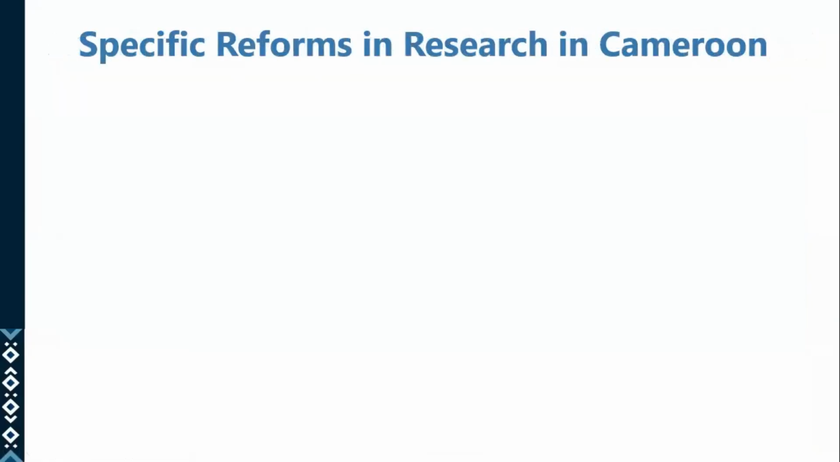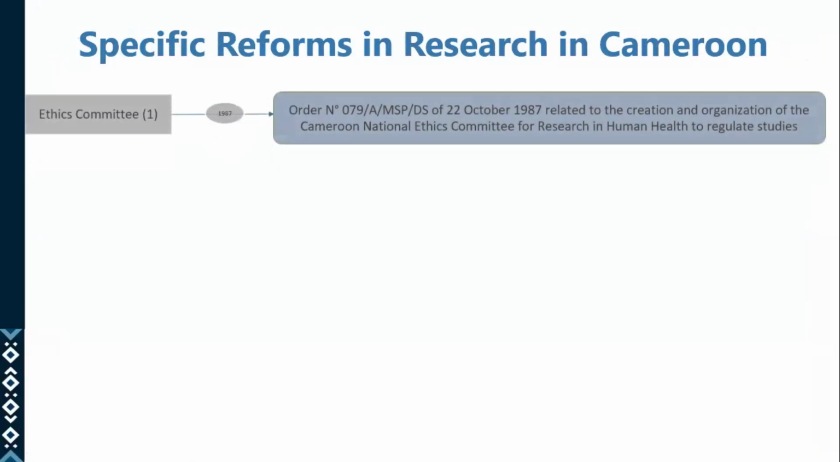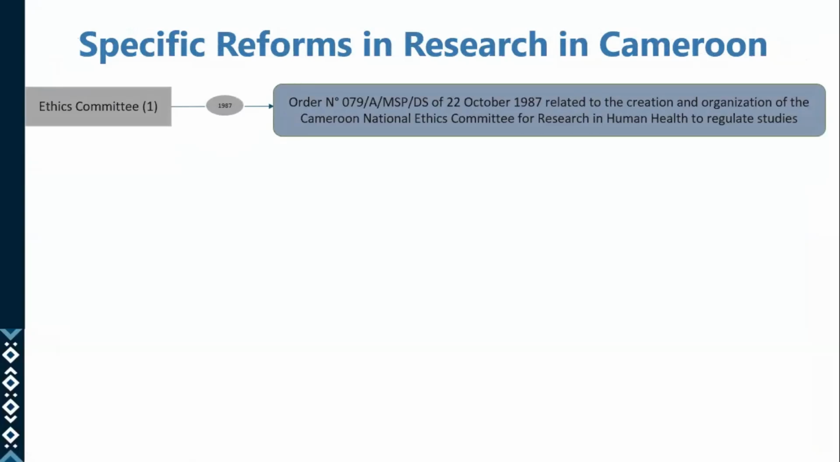Now, what are the specific reforms that happened here in Cameroon? First of all, in 1987, we had the order number 079 related to the creation and organization of the Cameroon National Ethics Committee for Research in Human Health to regulate studies. So, according to our reforms, the first ethics committee was created in Cameroon in 1987.